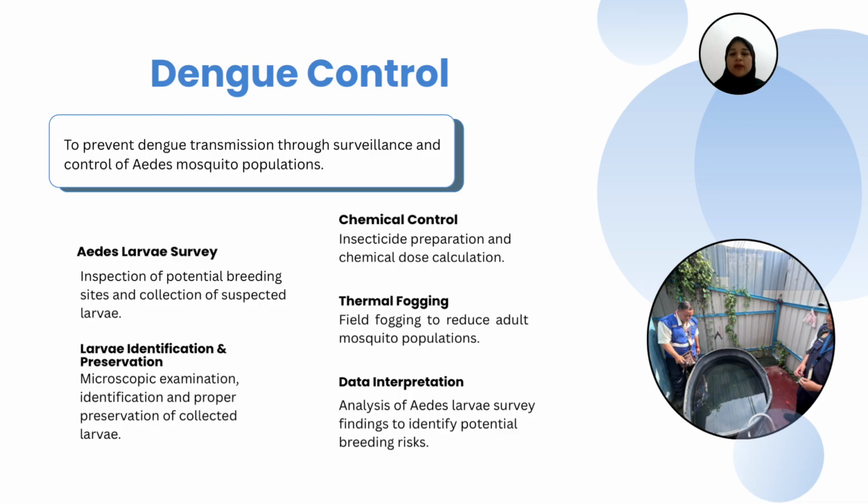The first major area of my practical exposure was dengue control. Dengue control focuses on the surveillance and control of Aedes mosquito populations to reduce the risk of dengue transmission. I was exposed to several activities, including Aedes larva surveys, larva identification and preservation, insecticide preparation, and chemical dose calculation, as well as thermal fogging. I was also exposed to the interpretation of Aedes larva survey findings to understand potential breeding risks within the inspected area. These activities provided me with practical exposure to how dengue vector surveillance and control measures are implemented in the field.